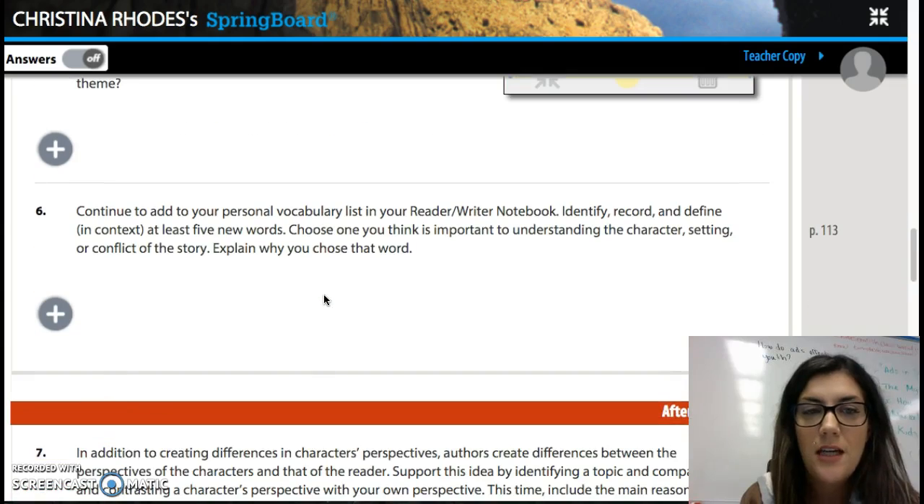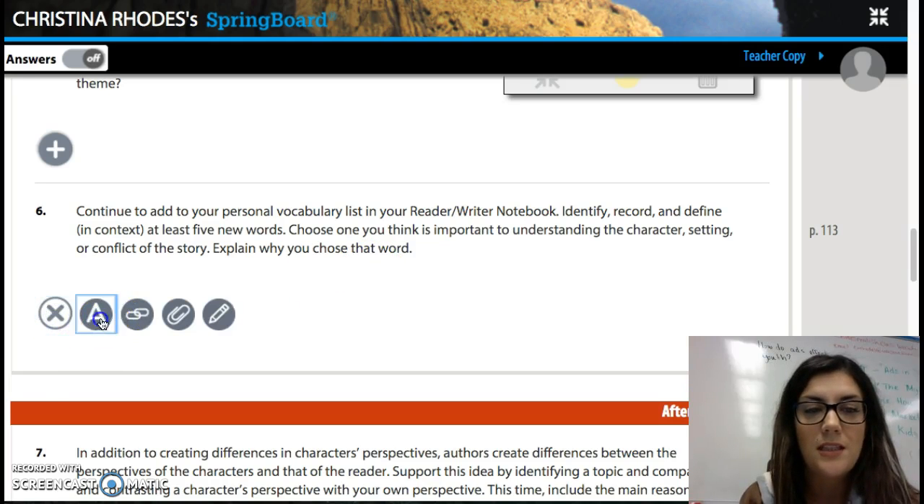Number 6, continue to add your own personal vocabulary list in your reader-writer notebook. Identify, record, and define in context at least 5 new words. So you are going to have the word, the sentence that the word is in, and then the definition. Choose one you think is important to understanding the characters, setting, or conflict of the story. Explain why you chose the word.